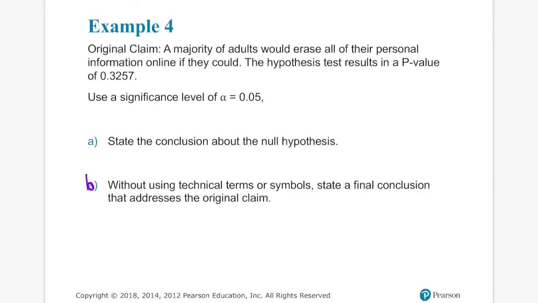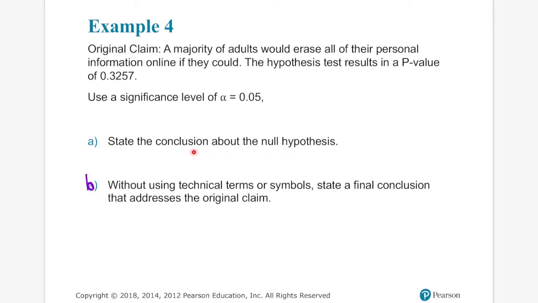Example 4. A majority of adults would erase all of their personal information online if they could. The hypothesis test results in a p-value of 0.3257. Use the significance level of alpha equals 0.05. A. State the conclusion about the null hypothesis.